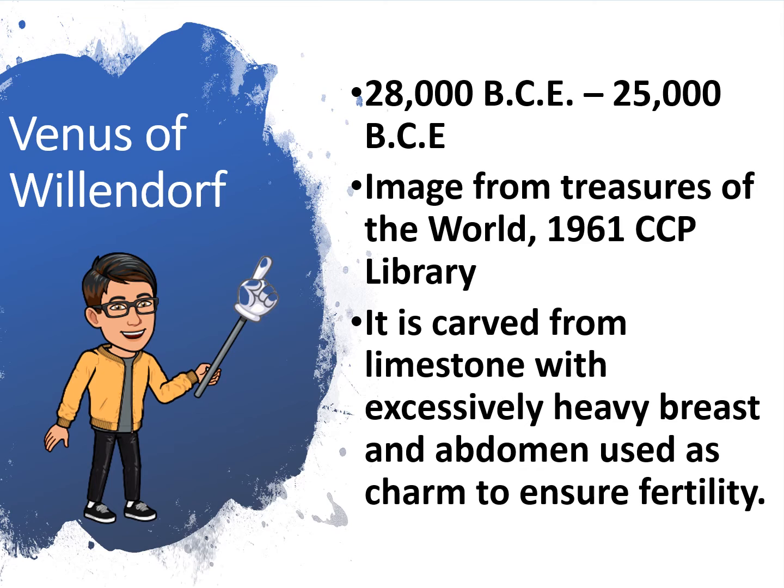Let us start first with the Venus of Willendorf. So Venus of Willendorf from 28,000 BCE or before common era until 25,000 before common era. Okay, this image is from the Treasures of the World 1961 CCP library. The Venus of Willendorf, guys, it is carved from limestone, no, with excessive heavy breast and abdomen used as charm to ensure fertility. So, usually, guys, ang limestone ay matatagpuan sa mga kuweba.